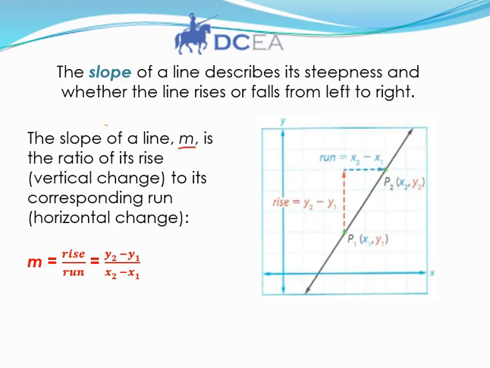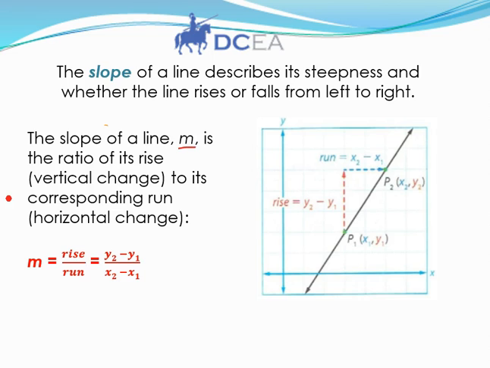The slope of a line describes its steepness and whether the line rises or falls from left to right. So the slope of a line M is the ratio of its rise, which is its vertical change, to its corresponding run, which is its horizontal change.